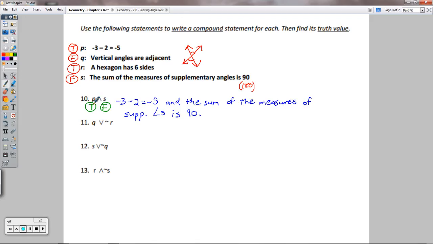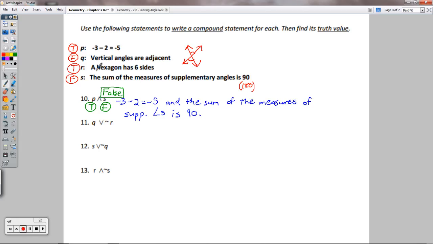So if you have true and false, for an and statement, a conjunction to be true, both statements have to be true, or all statements have to be true. That means this one is false. This is a false compound statement. Just because one of the parts is true doesn't mean that the whole compound statement is true. Everything has to be true for that to be the case.